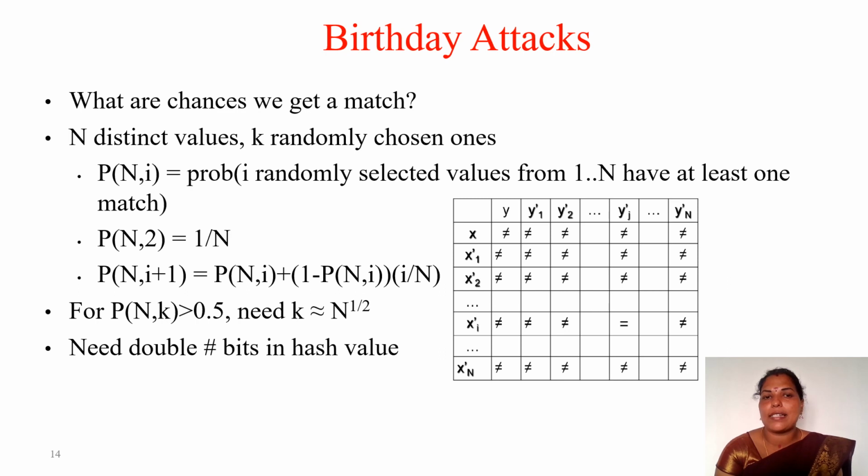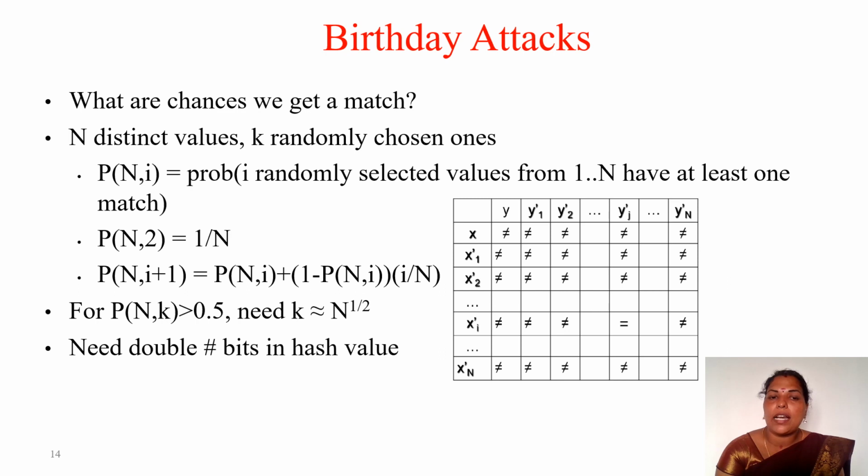So this hash function is related to the birthday paradox, that is we are having n distinct values and k randomly chosen ones. Then what is the probability? That is, the probability that randomly selected values from 1 to n have at least one match. Here you see xi dash is equal to yj dash. Here we are trying for more possibilities, but sometimes we will get one match. That is the birthday attack.